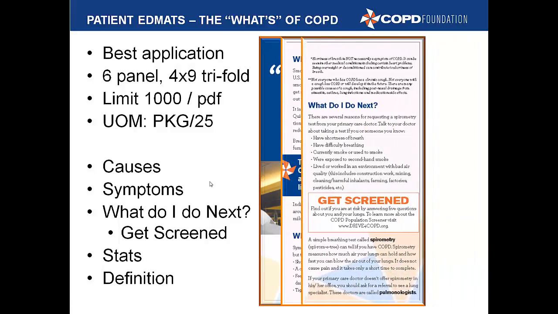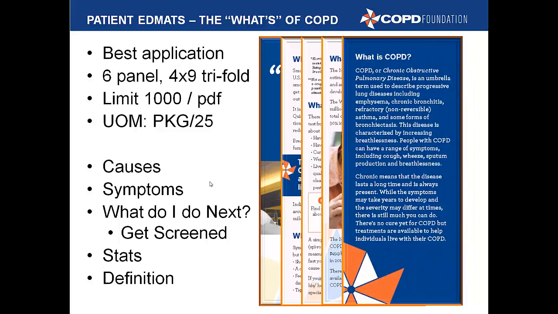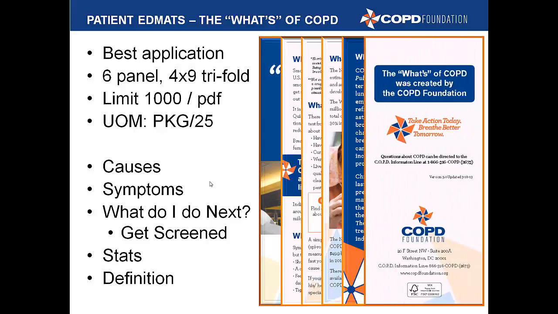So if we look at this brochure, the inside cover talks about the causes and symptoms. The next panel will show you about what should you do next. This is also a brochure we frequently use at our screening and awareness events. If you're hosting an event in your area raising attention for COPD, we want you to use this. We talk about the national statistics, we raise awareness and let people know that if they think they're at risk for COPD, they should blow into a spirometer to measure lung function. The back panels include the what is COPD definition, and lastly is information to contact the COPD information line.